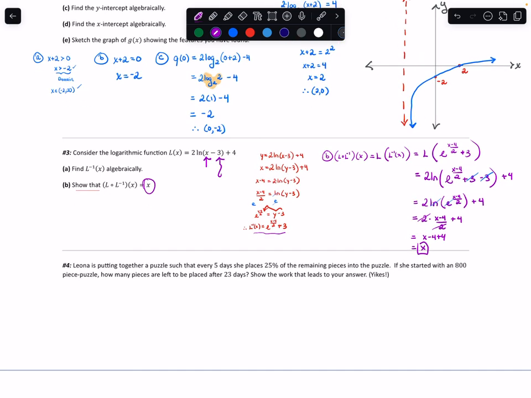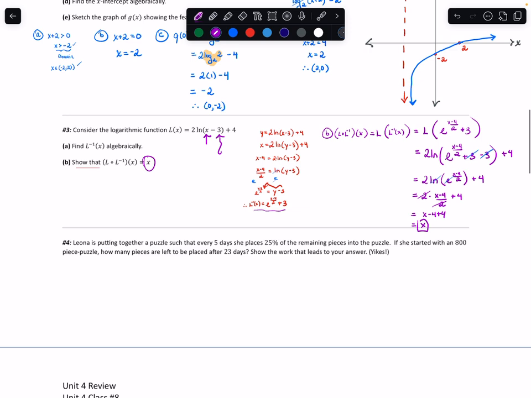And I think 4 is everybody's least favorite question. We'll see. So this is that percent manipulation stuff. Nobody really likes that. Leona is putting together a puzzle such that every 5 days she places 25% of the remaining pieces into the puzzle.